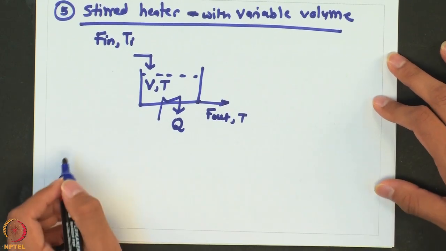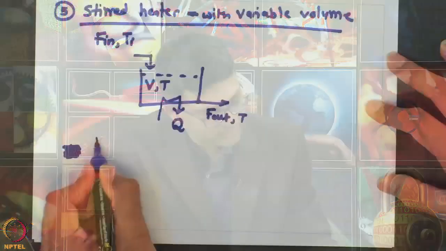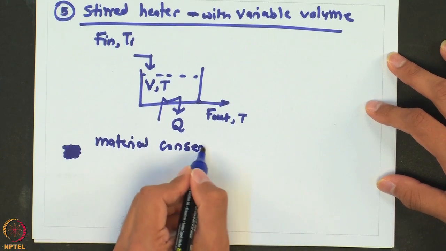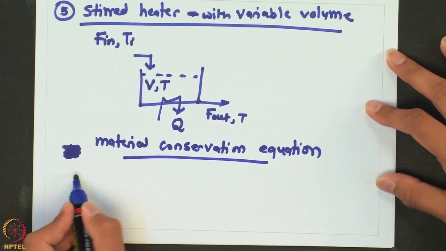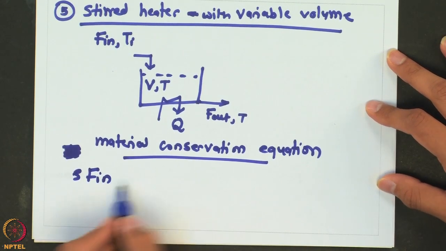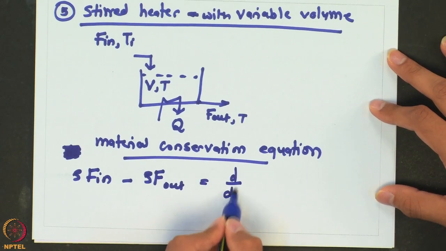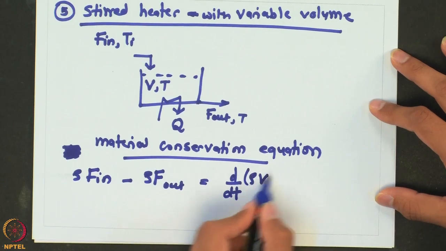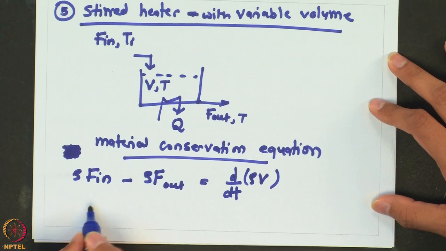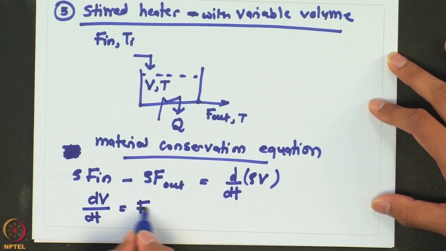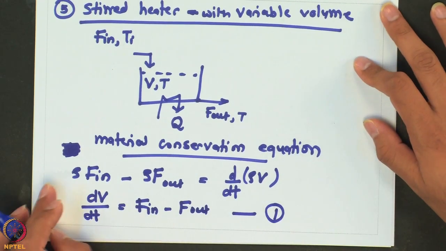So in that case, the original equation still remains the same. So now here, instead of just the energy balance, we also have to write the material balance. So we'll start with the material conservation equation, which tells me the total material coming in is rho times F in, material going out is rho times F out, there is no generation or consumption of material, which is then eventually equal to the rate of change of material content, which is rho times V, and we have assumed that density is independent of temperature or time, and in that case what we get is dV over dt is equal to F in minus F out. So let's call it equation 1, and that is the equation which captures the dynamics of material balance.